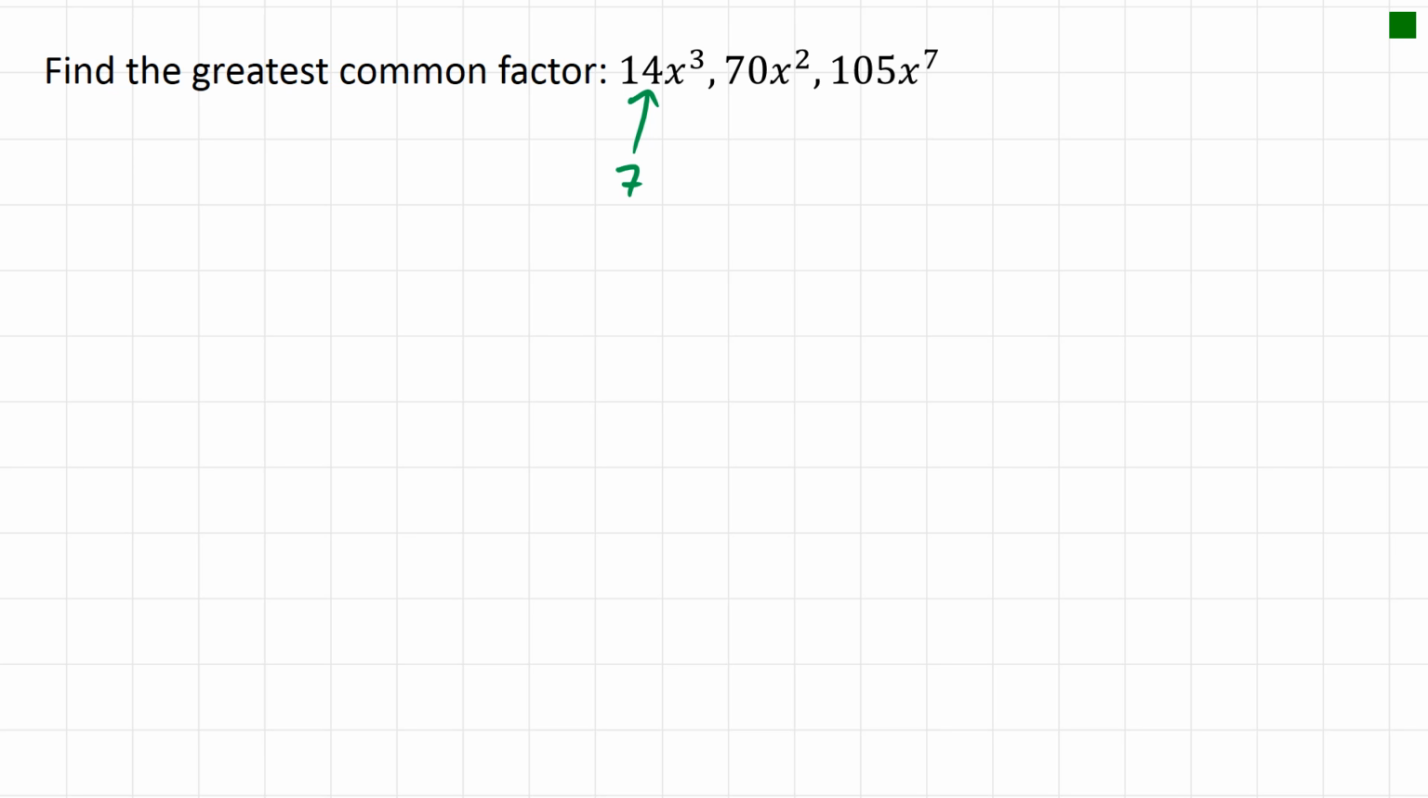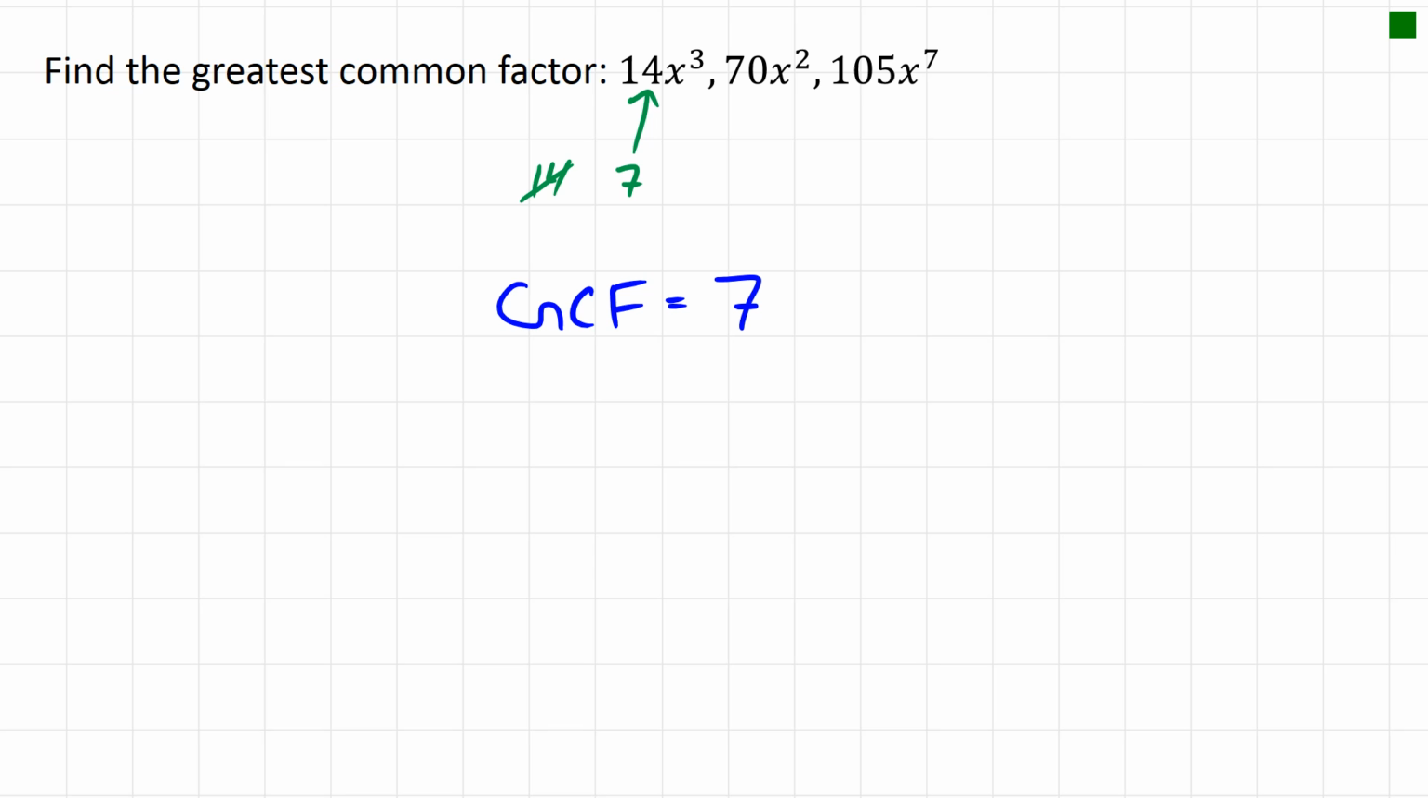Well, let's try 7. So 14 didn't work. Let's try 7. So 14 divided by 7 is 2, that works. 70 divided by 7 is 10, that works. And using my calculator, 105 divided by 7 is 15. So that means that 7 is part of the greatest common factor.